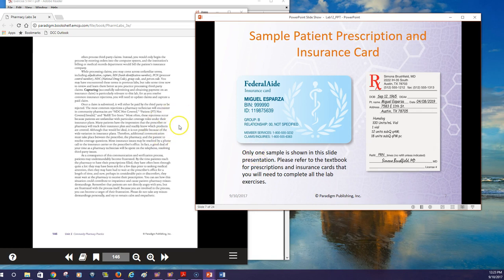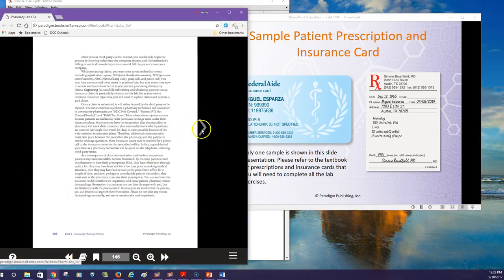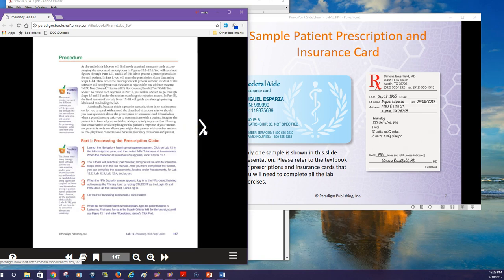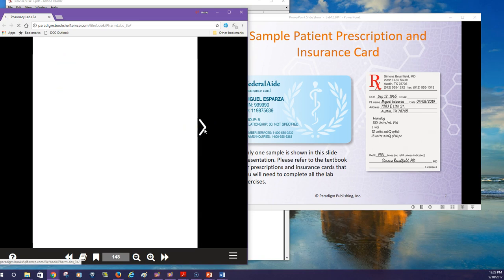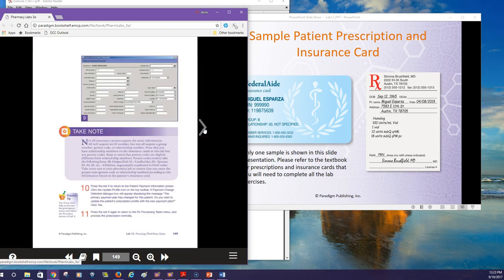So when we talk about insurance, we want to look at insurance cards. So previously, when you entered some of your patient information, I believe that you looked at insurance information. So here we have Miguel Esparza's. So this is just one sample. And you can look at your textbook for other prescriptions and insurance cards. So we will look through. That will be located towards the back of the procedure component of the text.